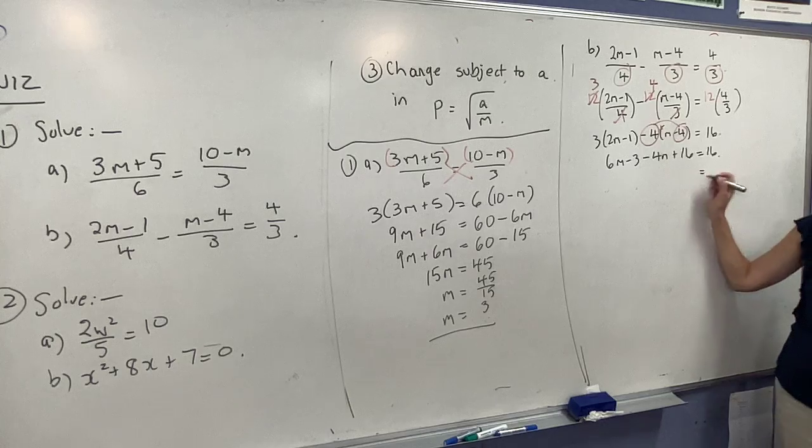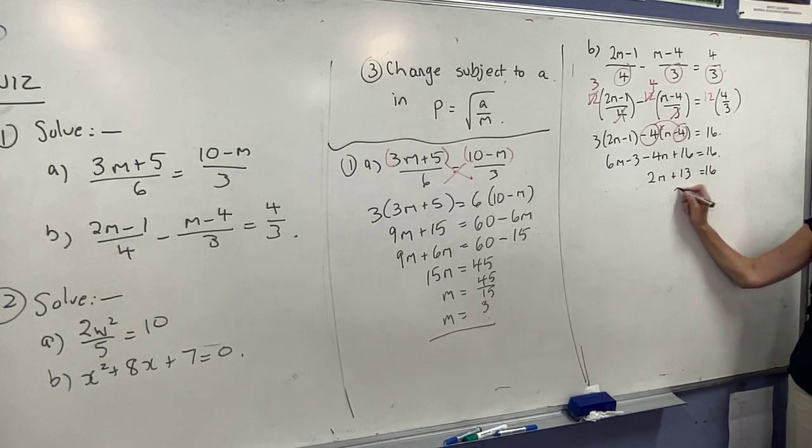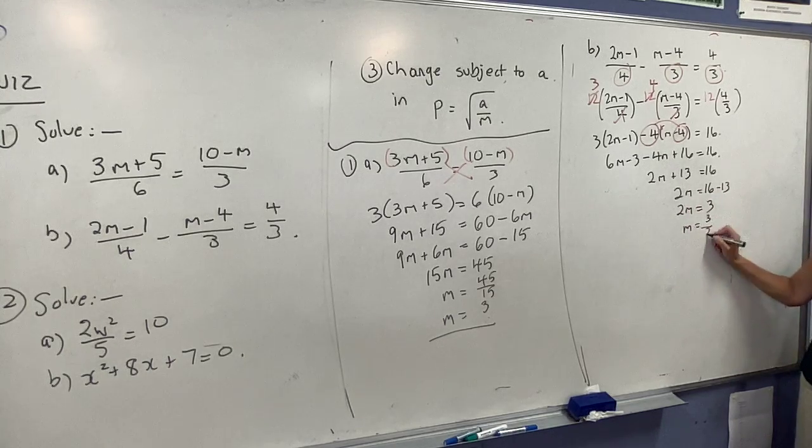Continue. And then you do 2m plus 13 equals 16. Yep, continue. 2m equals 16 minus 13. Yep. 2m equals 3, and then m equals 3 over 2. And that's your answer. Good.